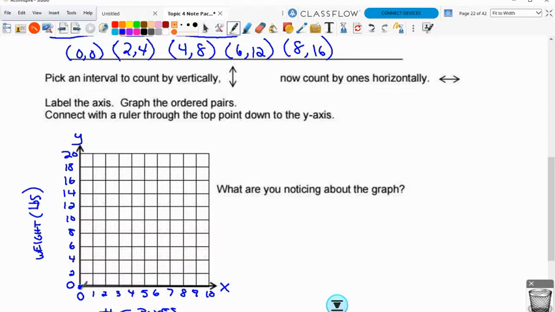Remember, it's x, y. So on the x-axis, we need to find 2. So I'm going to go to the right 2 units. And then the y value is a 4, so I'm going to go up till I get to 4, which is at this point right here. So that was 2, 4.